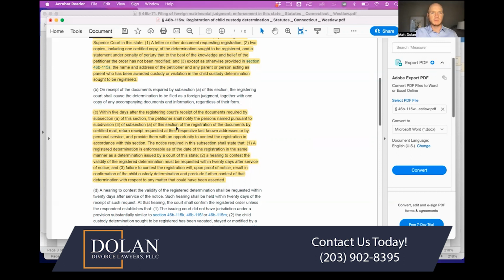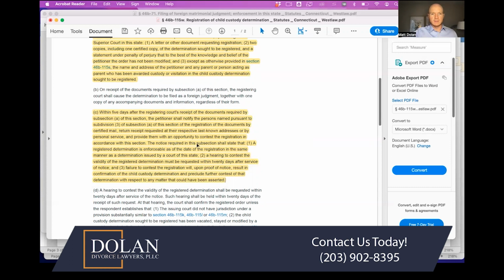Shall notify the person of this section of the registration of documents by certified mail, return receipt requested at their respective last known address, or by personal service, and provide them with an opportunity to contest the registration in accordance with this section. So basically, within 5 days of registering the foreign judgment in Connecticut, you have to provide notice to the other party, either by certified mail or by serving them with a marshal or process server, or whoever effectuates service pursuant to the laws of that state.